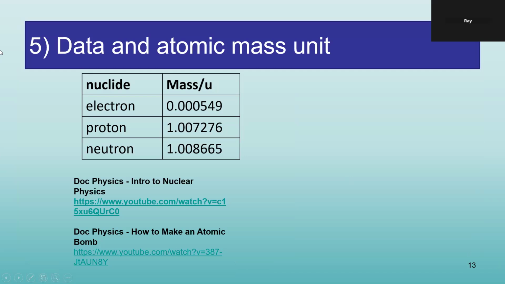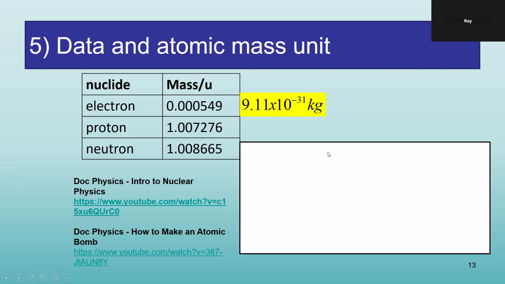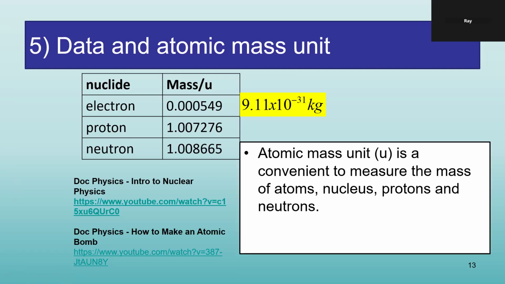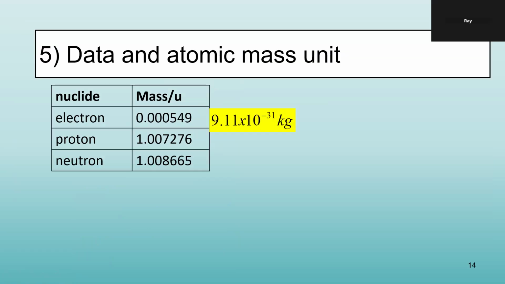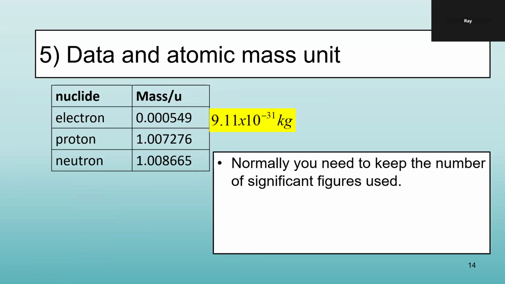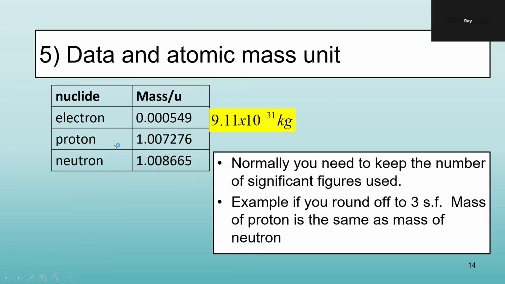Normally, when you calculate, we cannot round it off. It's convenient to use the atomic mass unit rather than kilograms because otherwise every time you have to use 10 to the power minus 31. The atomic mass unit is a convenient way to measure the mass of atoms, nuclei, protons, and neutrons. It is the average mass of a proton and neutron in C-12. Normally, you need to keep the number of significant figures used. Cannot round it off. For example, if you round it off to 3 significant figures, proton and neutron will have the same mass.